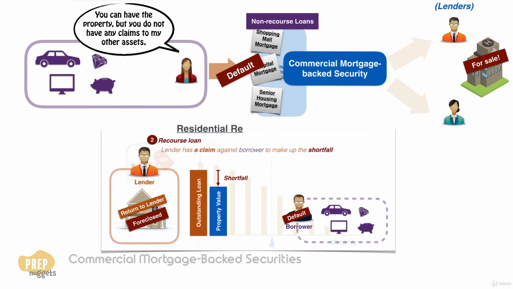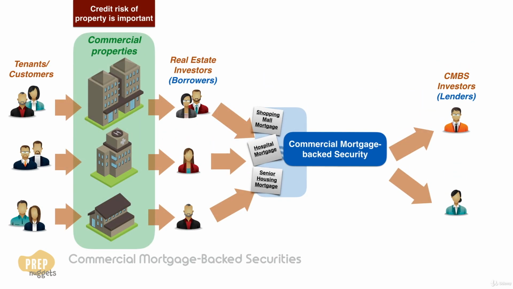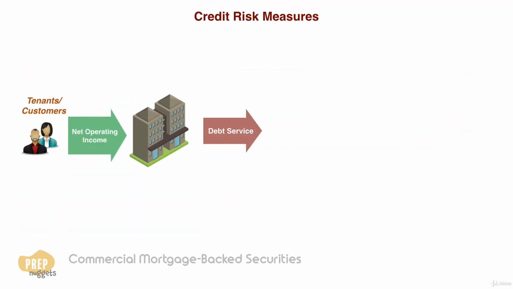Compare this to residential mortgages where some of them are recourse loans. If a homeowner defaults, the lender has a claim on his assets if the amount recovered from the property is insufficient to cover the outstanding loan. For these reasons, the analysis of CMBS securities focuses on the credit risk of the property and not the credit risk of the borrower. There are two key ratios to assess the credit risk of a commercial property.